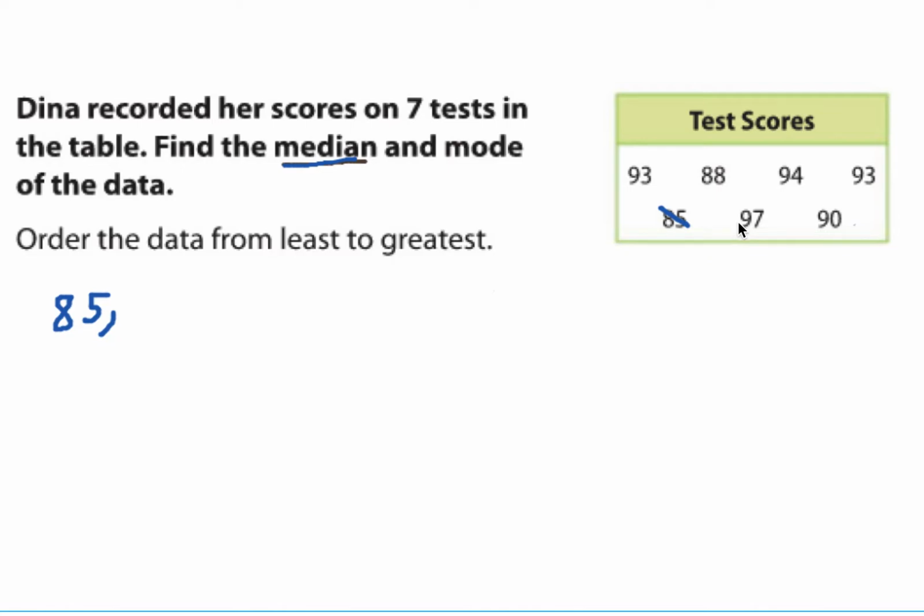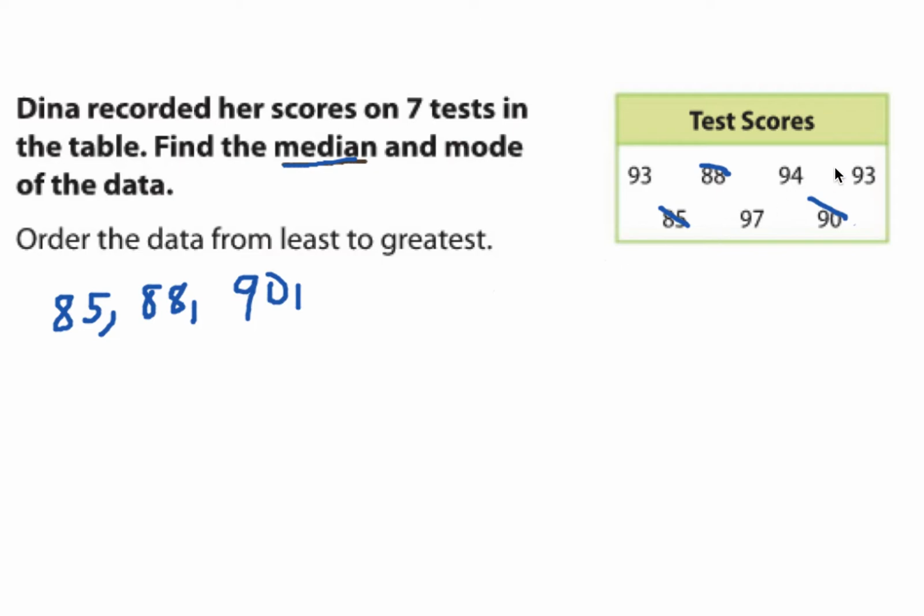You have 85, then we're going to go to 88. I like to cross it out, because sometimes you forget that you already used it. Then we're going to go to our 90s. We have 2 of the 93. And then we have a 94 and a 97. So we are done here.